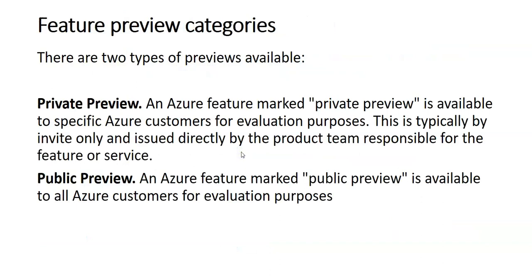Feature preview categories. There are two types of previews available: private preview and public preview. An Azure feature marked private preview is available to select Azure customers for evaluation purposes. An Azure feature marked public preview is available to all Azure customers for evaluation purposes.